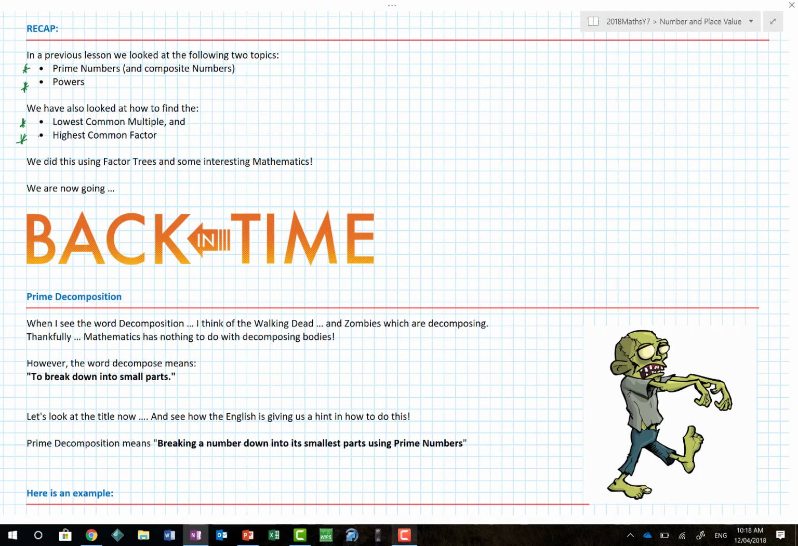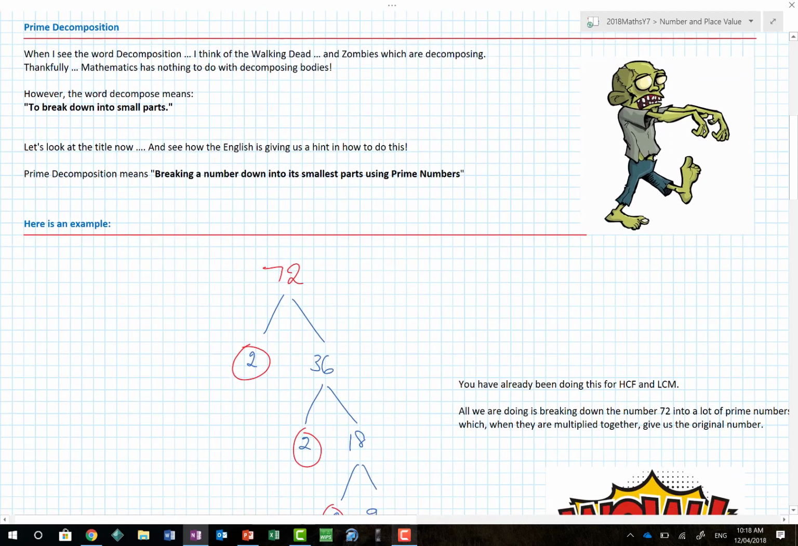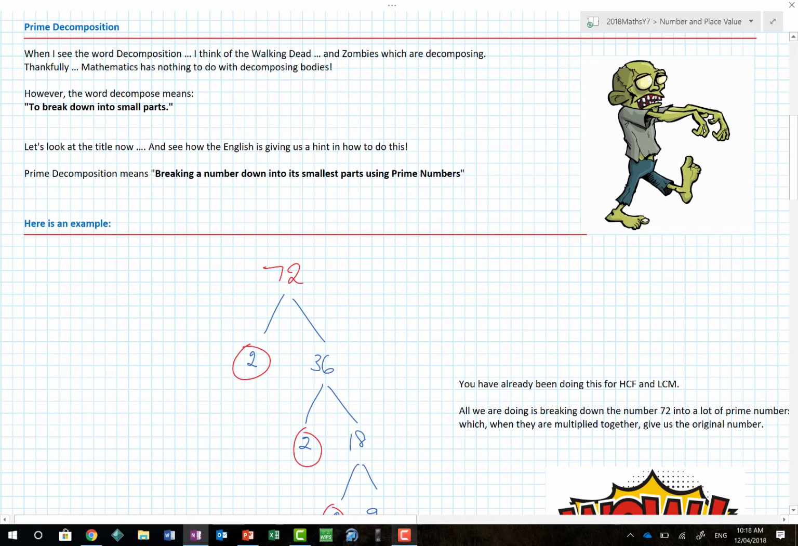Well, now, ladies and gentlemen, we are going back in time. Funky graphic. Let's go back to this prime decomposition. When I see the word prime decomposition or decomposition, I think of The Walking Dead. Now, not that any of you below the age of 18 should be watching The Walking Dead. It is pretty scary. It is pretty fairly full on. But I always think of the idea of these zombies and decomposition. But thankfully, with mathematics, we have nothing to do with decomposing bodies. Do you like my picture here of my little zombie? All right, not at all scary. But if he ended up in a zombie apocalypse, I'd be really worried.